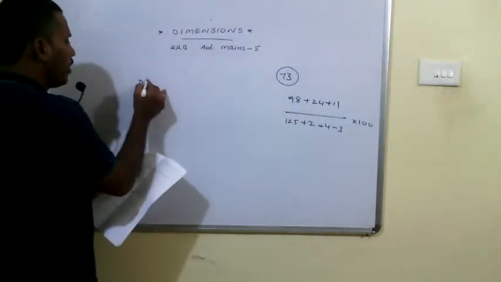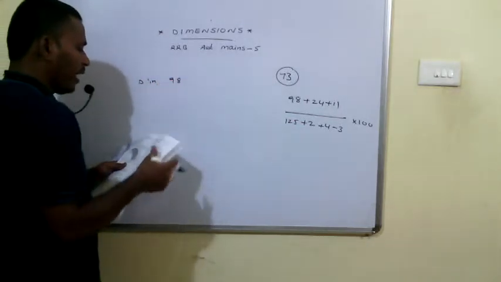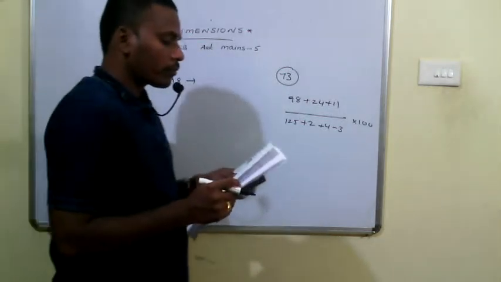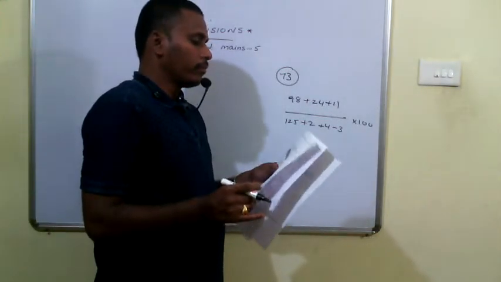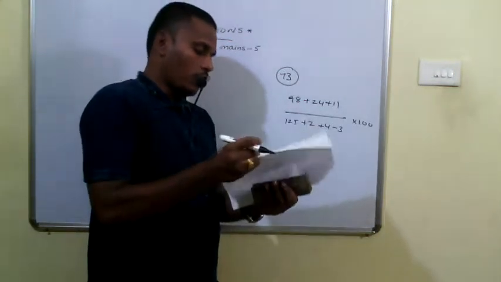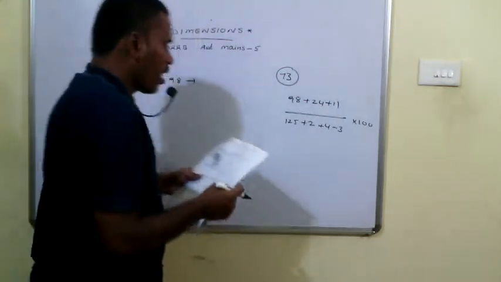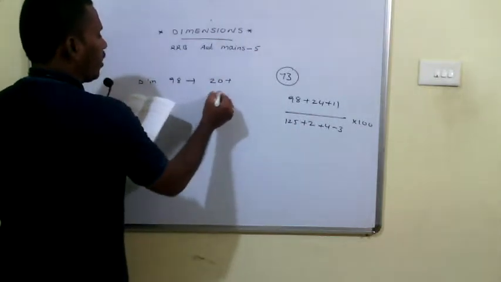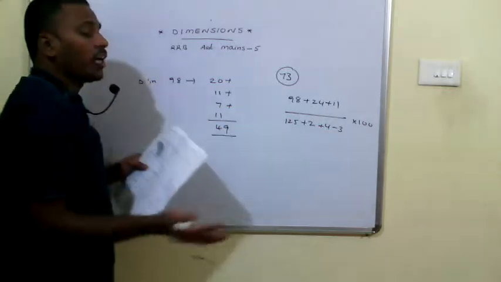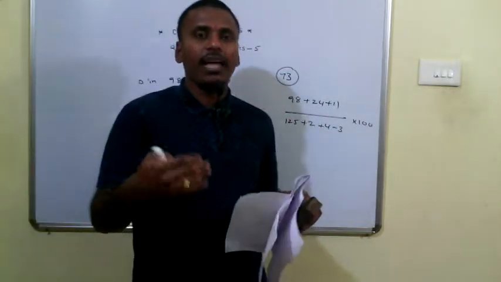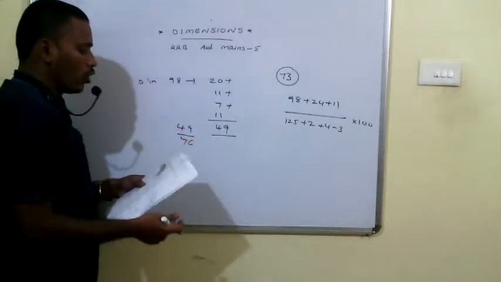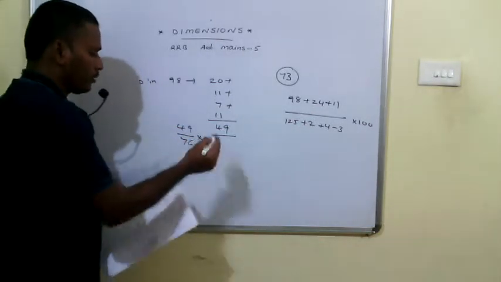See, unit D in 1998 can be calculated like this. For unit D, the initial strength is 76. In the first year, 20% joined. Next year, 11. Next year, 7. Next year, 11. Totally the increase in the value is 49. You need to compare this 49 with the initial value to get the required percentage. Okay, that is the problem.